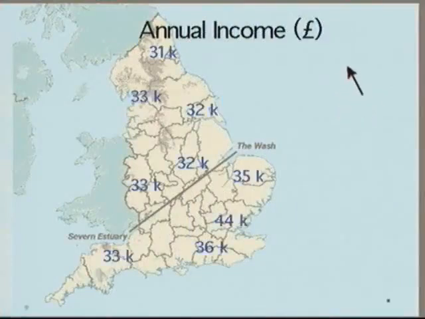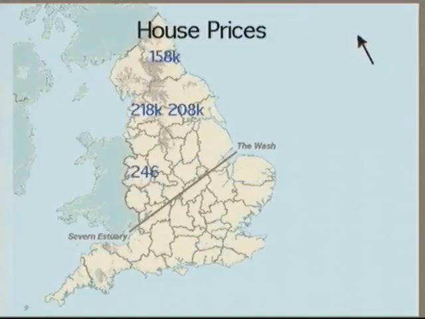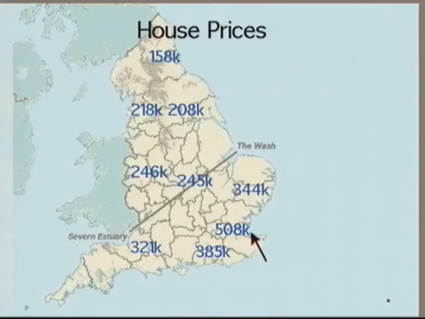If we look at annual income, we find great differences between London and the northeast, with others in between. But that doesn't tell the whole story. House prices, for example. In London, the average house price, 2023 I think it was, is 508,000, while in the northeast it's 158,000. So you need a bigger salary to buy somewhere to live in London.